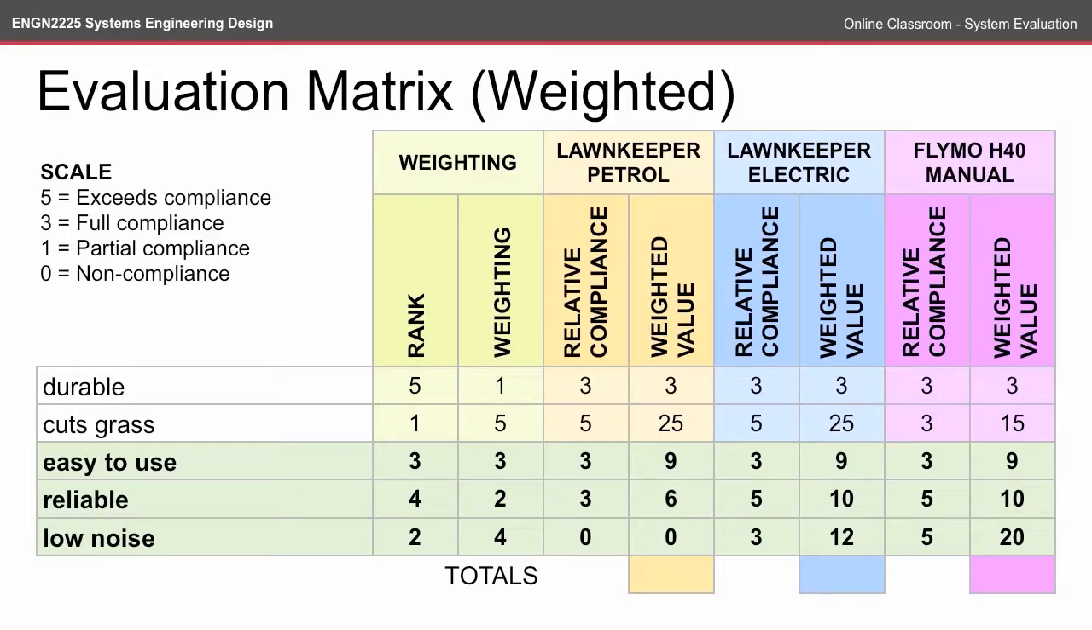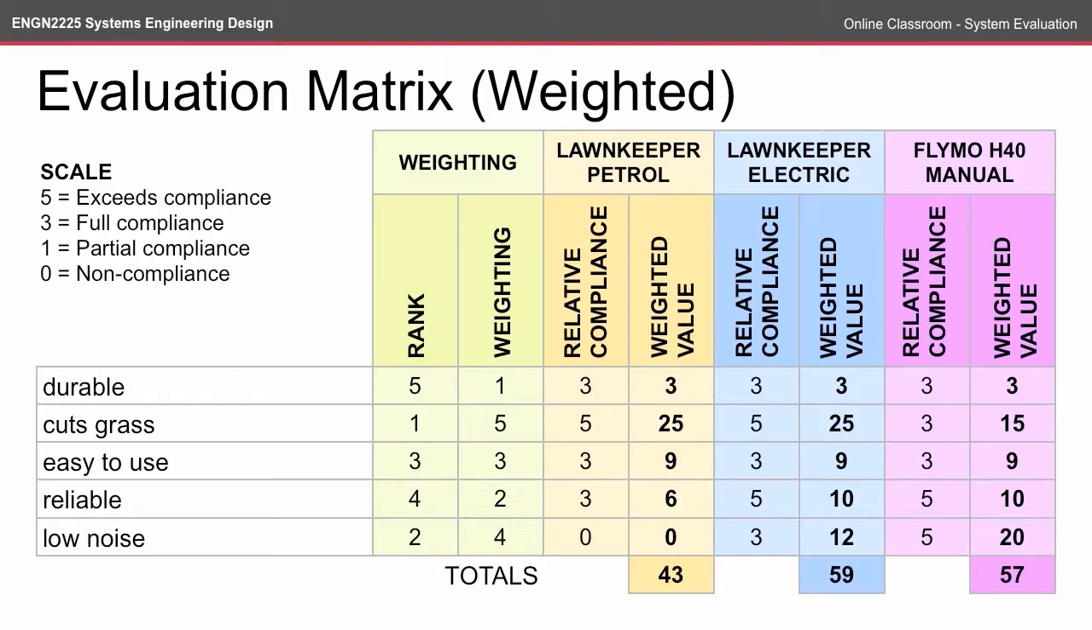Remember, when I'm providing a mark here, I'm using my benchmarks, so I would have gone back and had a look at what my benchmark noise level was and compared it against the attributes, and then used the attributes to help test that benchmark. Once you've completed the matrix, you can total the weighted value columns, and you end up with a preferred option. Here, largely because of the low noise requirement, the petrol lawnmower doesn't result in the preferred option. The electric and manual are very close and would therefore warrant further consideration with more customer requirements.